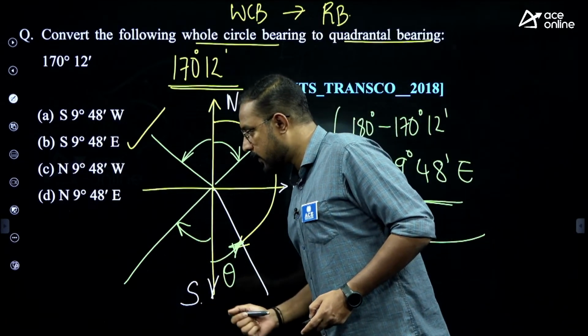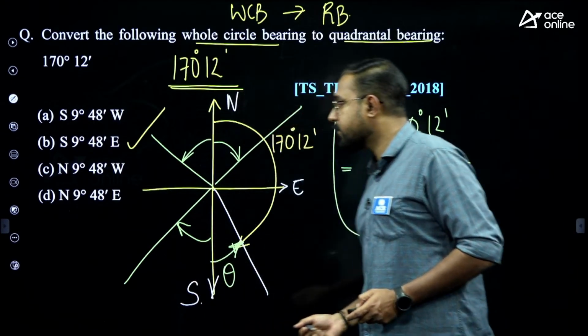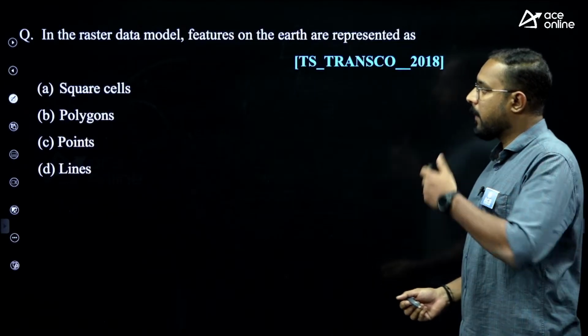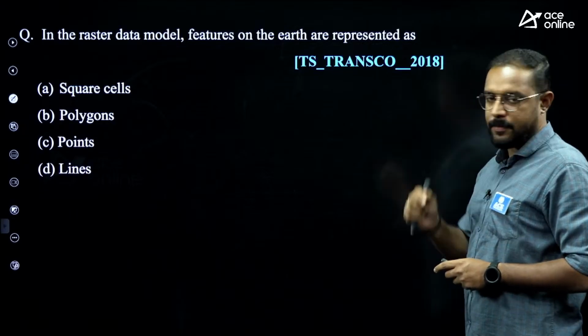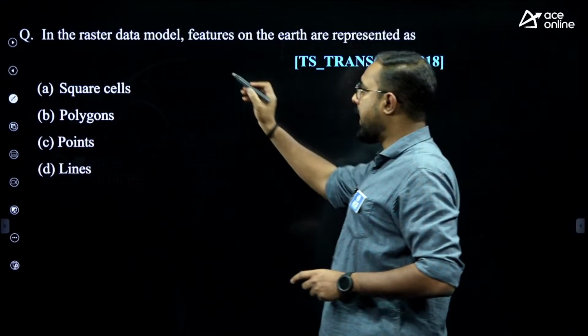Yes, so many people have given me the correct answer. Very good. Right, next step. In the raster data model, features on Earth are represented as. So this is a question from GIS.